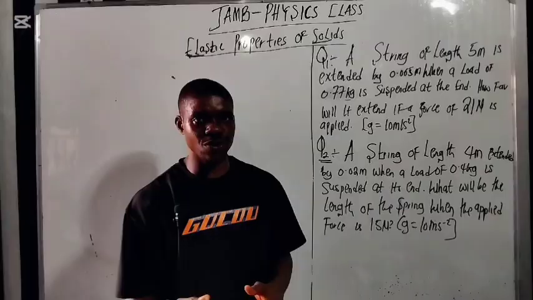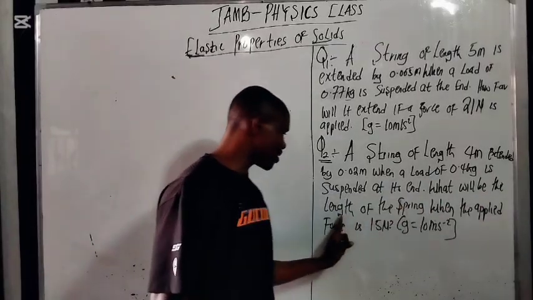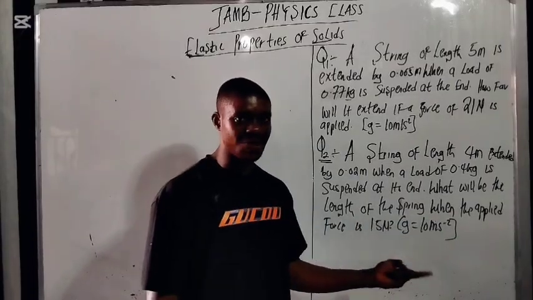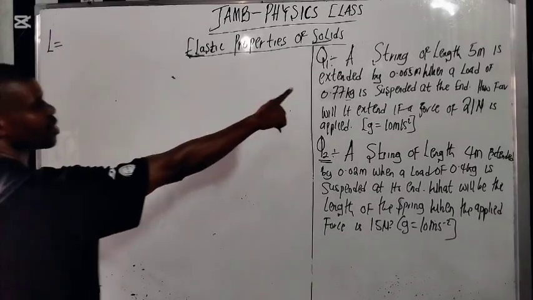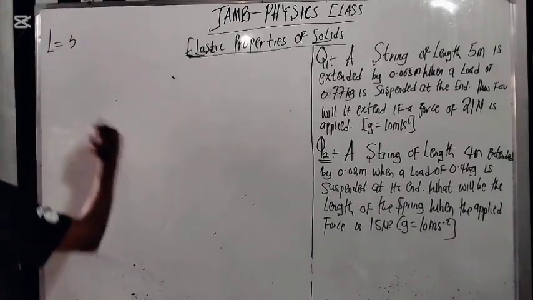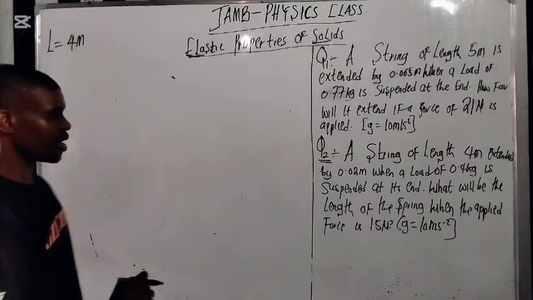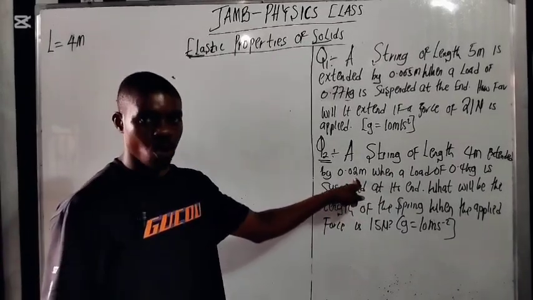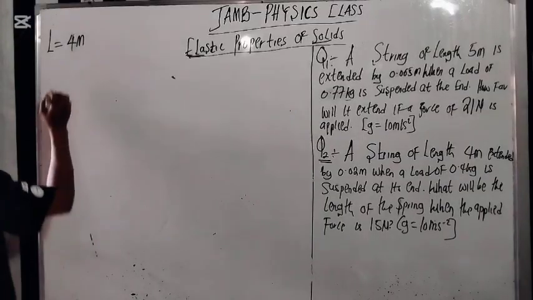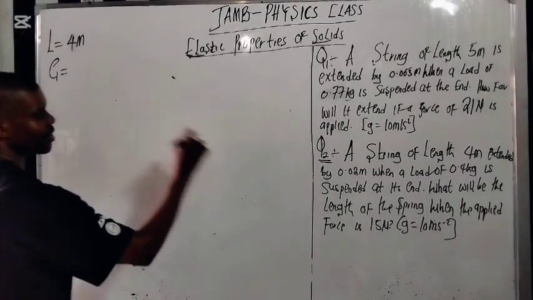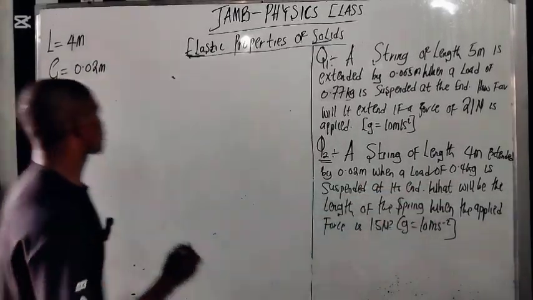But here they're asking what would be the length of the spring when the force is applied. So my L, the length of the spring, is 4 meters. Now my extension, that is my E1, and my M1. My E1 is 0.02 meter, and my M1 is 0.4 kg.